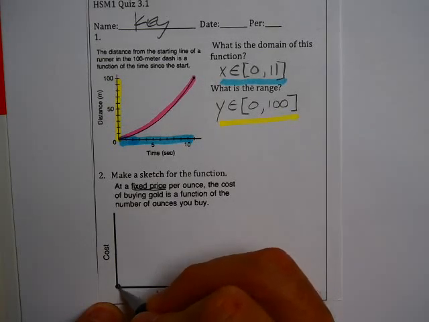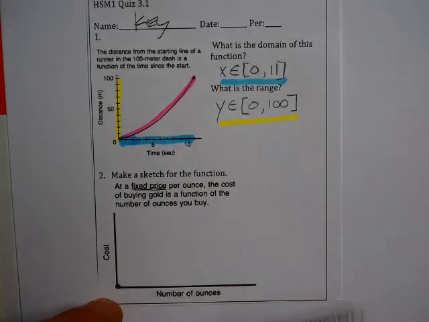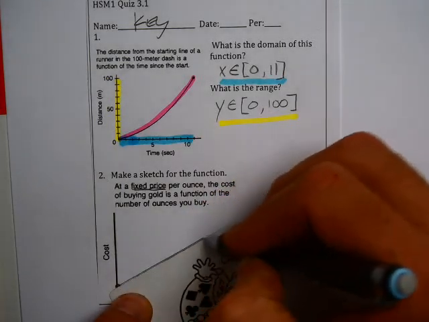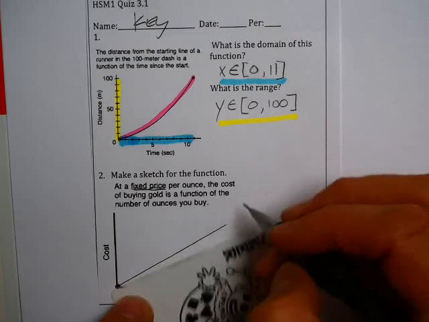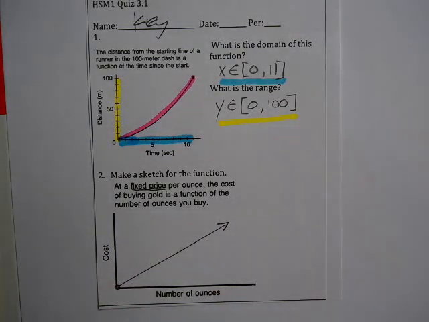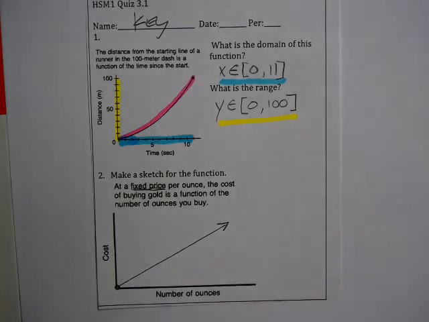Well, what I definitely know is if I buy 0 ounces, I'm going to have $0 in cost. But if it's a fixed cost, then that means this cost is going to rise constantly at some rate that we don't know. And I could purchase half an ounce or an ounce or an ounce and a half or 10 ounces or whatever. There doesn't seem to be a limit to how many ounces I could purchase at this fixed price.